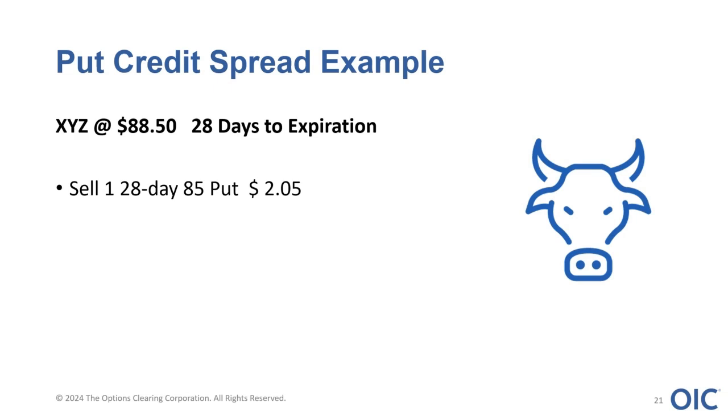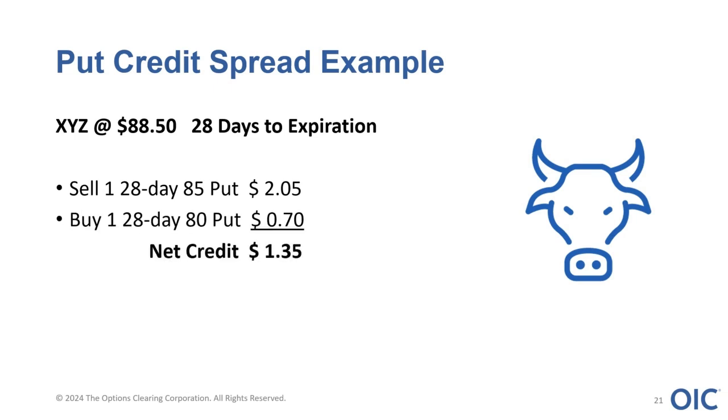You'll be selling one of the 28-day 85 put at 2.05 and buying one of the 80 put, the next strike down, for 70 cents. In this case, the credit that you are receiving is $1.35. Now, the actual P&L of this situation looks almost exactly the same as the call credit spread, except the P&L is flipped. Down versus up, up versus down.